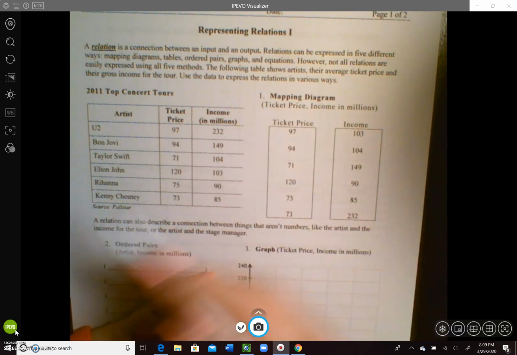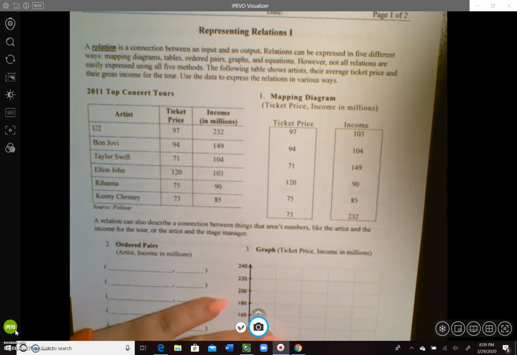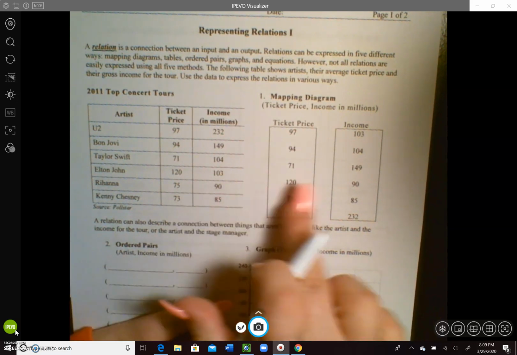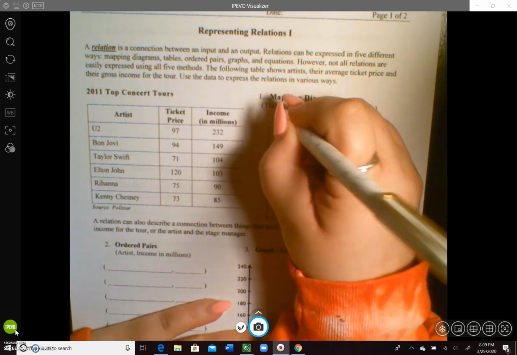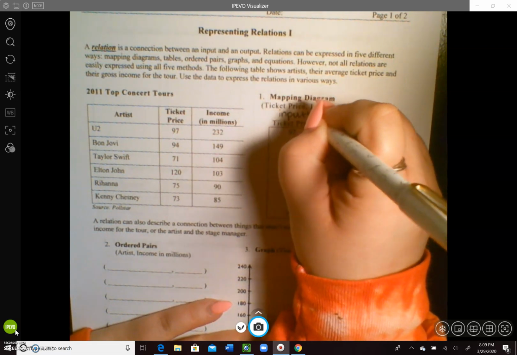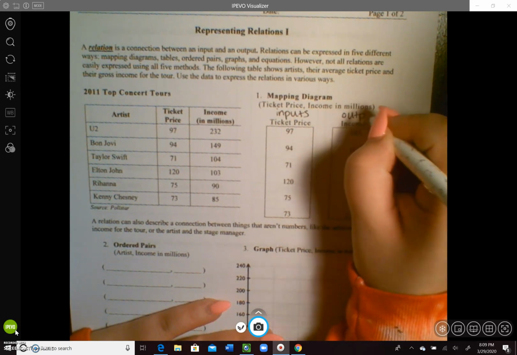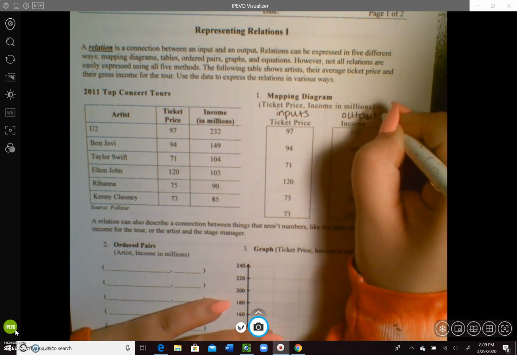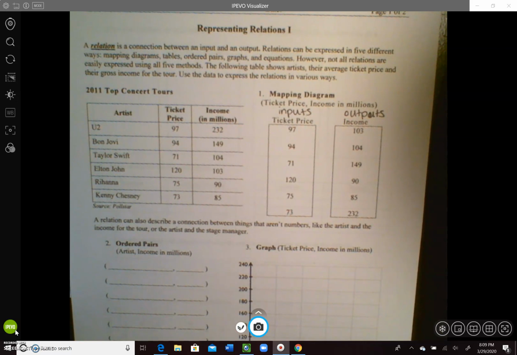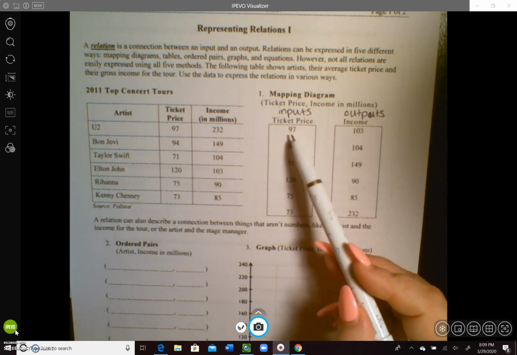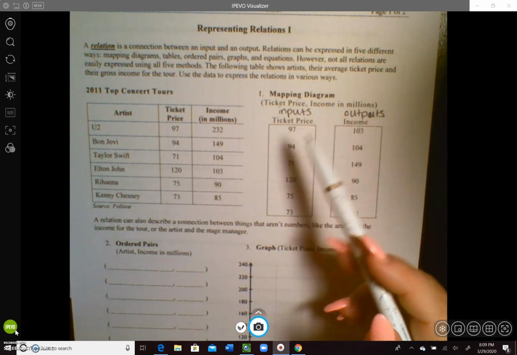This brings us to our first mapping, a representation called a mapping diagram. When we see a mapping diagram, inputs are usually on the left. In this case, inputs are going to be ticket prices, and outputs are going to be incomes. Whew, that was a tongue twister. When we do a mapping, we map the input to the output using an arrow.